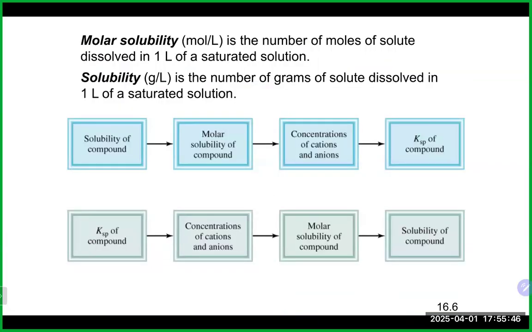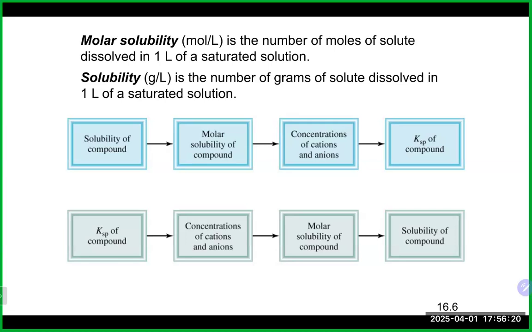So when we have a Ksp problem, there are usually two things you're looking at in terms of solubility. One is what is referred to as the molar solubility, and the molar solubility is really just the molarity. It is the number of moles of the solute that can be dissolved in a liter of solution. Then you have the solubility in grams per liter, which is the number of grams you could dissolve in a liter of saturated solution at that point.